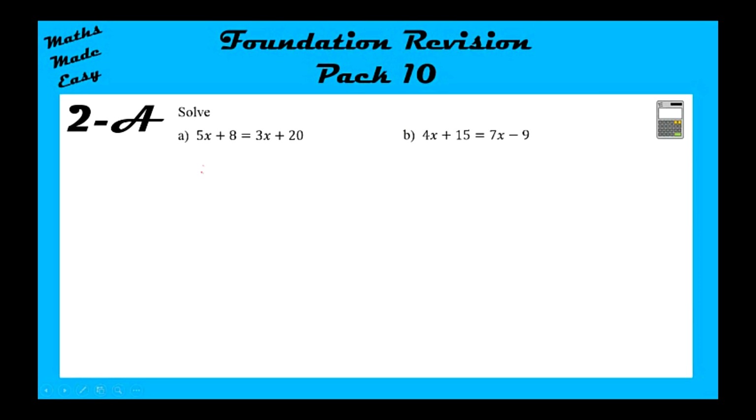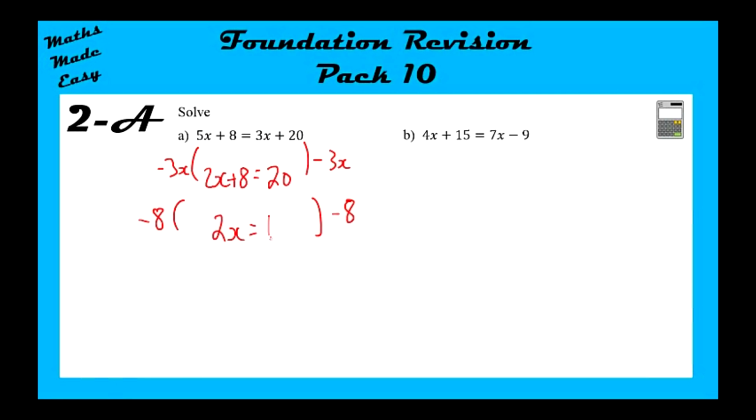Question 2a, we've got some equations to solve with x's on both sides. In this first one, most x's are on the left, 5x is more than 3x, so we're okay to go on. So to get rid of this 3x, we take 3x from both sides. And on this side, we'd be left with 2x plus 8. And on this side, when you get rid of that 3x, you're just left with 20. Now we take 8 from both sides. So we end up with 2x equals 12, and then finally divide 2 on both sides, so you're left with x equals 6.